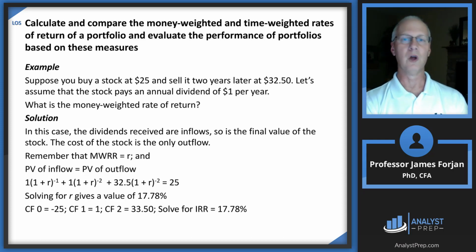So you know by now that I love using the cash flow button. So just do this. Cash flow 0 is a minus 25. Cash flow 1 is 1. And cash flow 2 is 1 plus the 32.50, and then just solve for IRR, and you get 17.78%. Cash flow button is the beautiful thing. I'll let you guys pause the video to make sure you can obtain that correct answer.